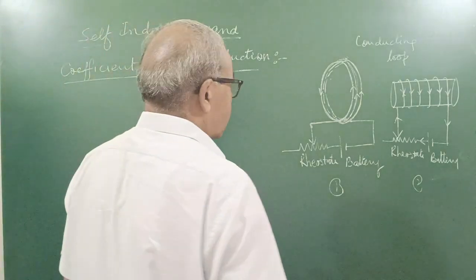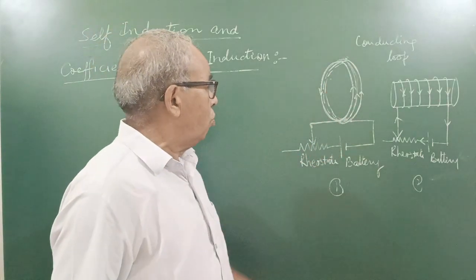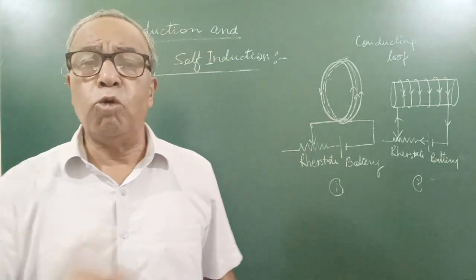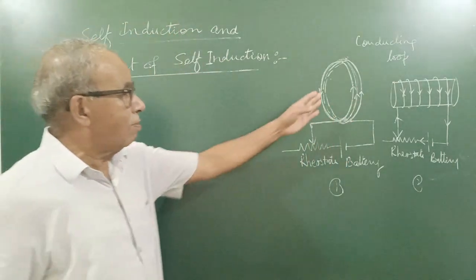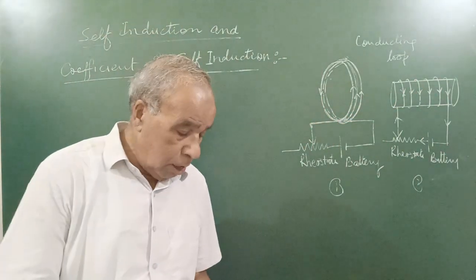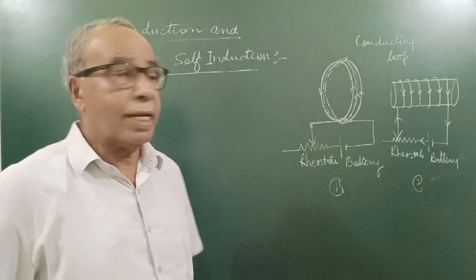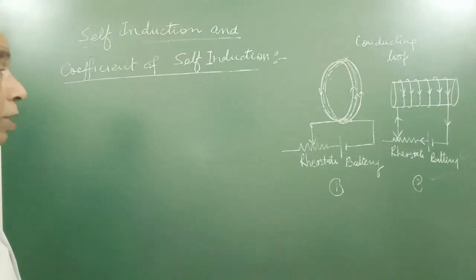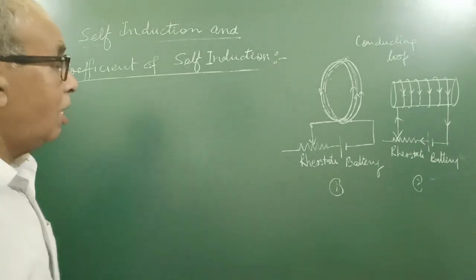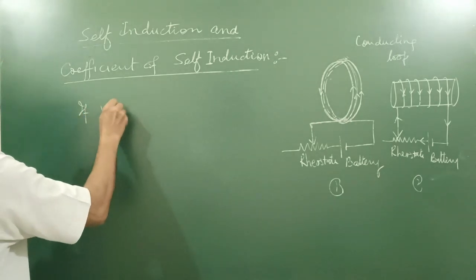When current is changed in the loop, the magnetic field passing through the loop will change. Due to that change of magnetic field, there will be a change of magnetic flux which will induce an EMF, and hence an induced current flows in such a manner that, according to Lenz's law, it opposes the cause by virtue of which it is produced. This whole phenomenon is called self-induction.